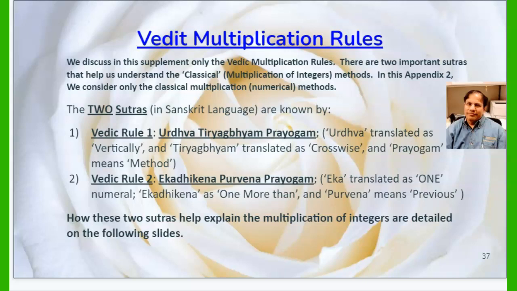The second Vedic rule, which I call rule number 2, is stated as Ekadhikena Purvena Prayogam. Repeat, Ekadhikena Purvena Prayogam. Eka is translated as one numeral, Ekadhikena as one more than, and Purvena is translated as previous. So we can say this rule number 2 is one more than the previous rule. How these two sutras help in multiplication of integers is detailed on the following slides.